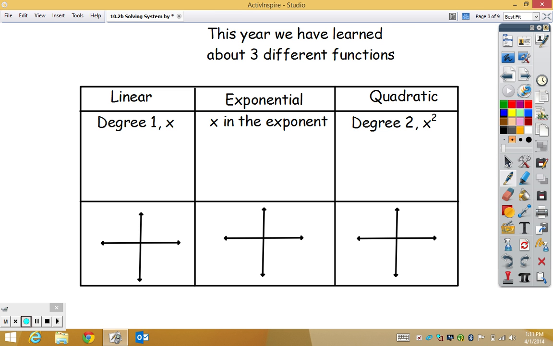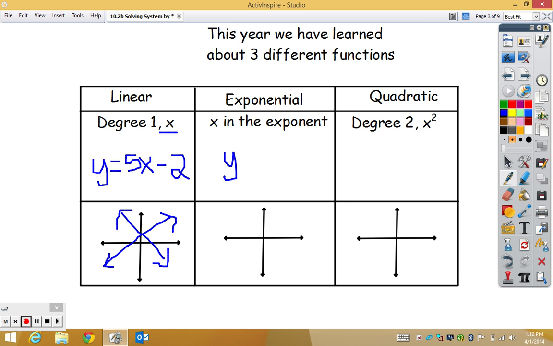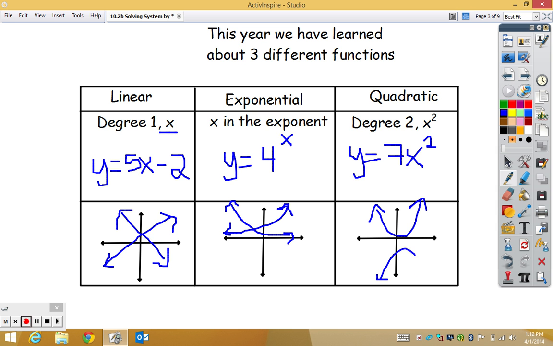So remember, we have learned about 3 functions this year. We have learned about linear, where it just has a single x, like y equals 5x minus 2, where it is a line, or we could have a line going in the opposite direction, or it could be horizontal or vertical. Exponential, when you have x as the exponent, so 4 to the x power, which can go up or can go down. Quadratic, where we have an x squared as our highest exponent. So we could have like 7x squared, so we have parabolas that open up and parabolas that open down.